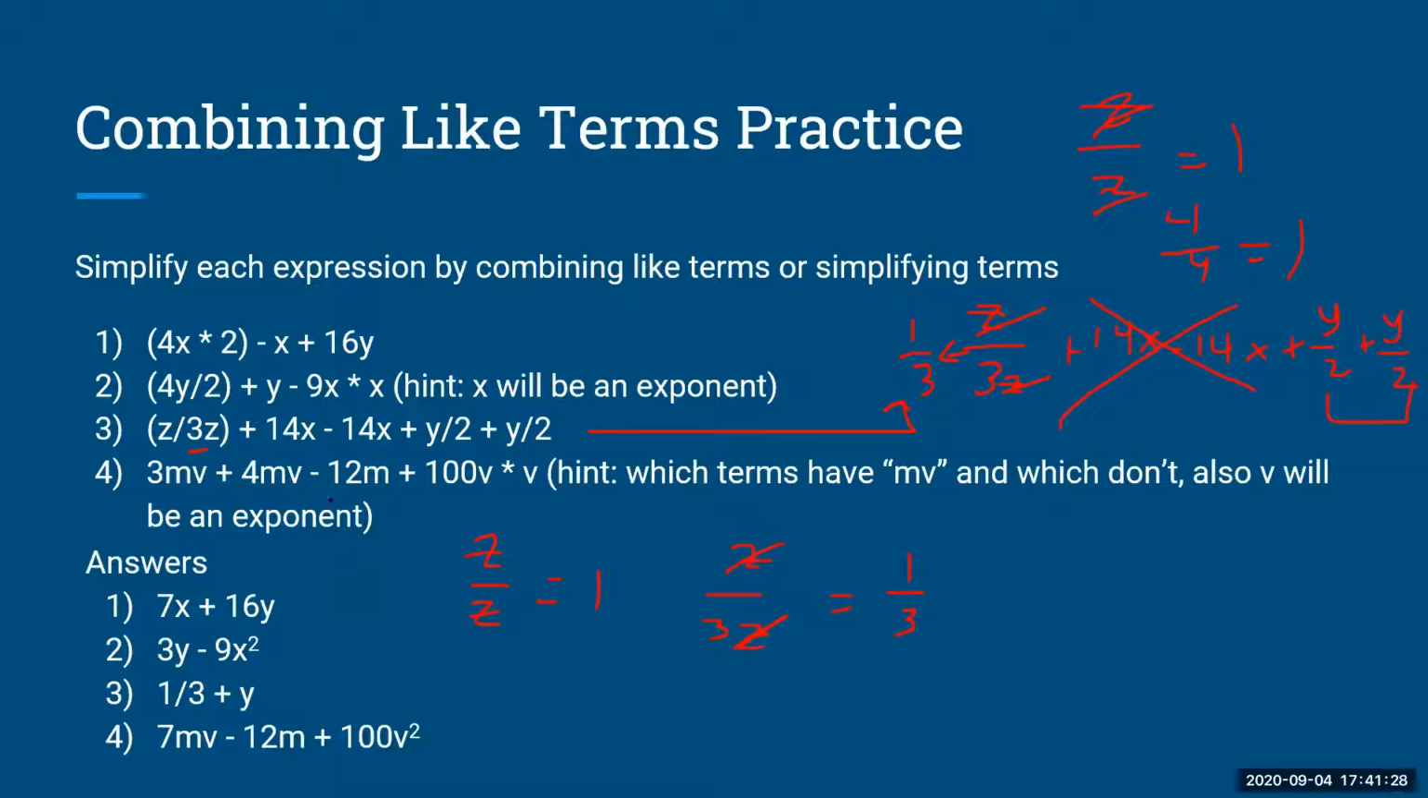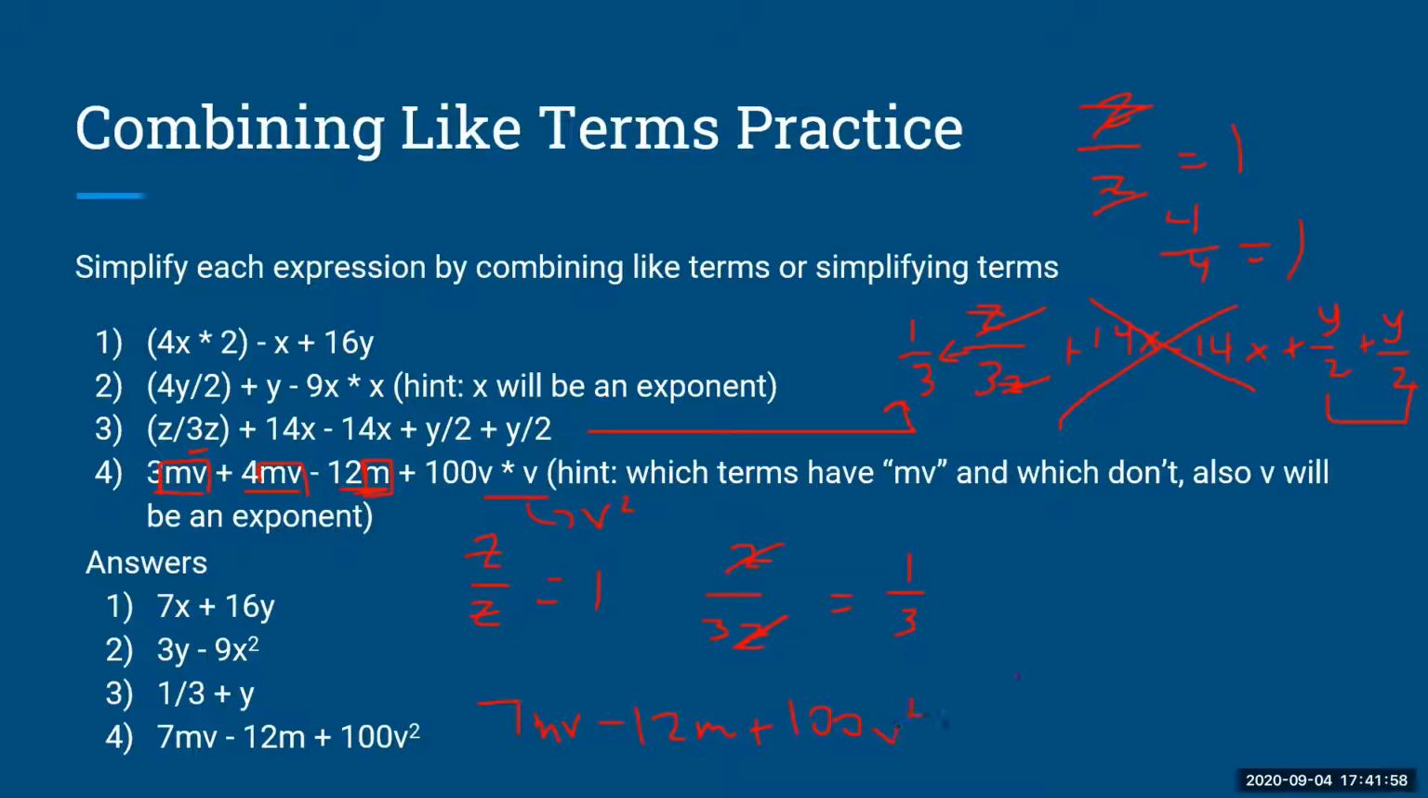Okay, so notice that the 3mv and 4mv share the like variables of mv together, but you can't mess with the 12m or negative 12m because it's only 1m, right? It doesn't share it with anything else. So you can do 3 plus 4. 3mv plus 4mv would be 7mv, right? Minus 12m. And then remember, v times v is v squared. So it would be plus 100 v squared.